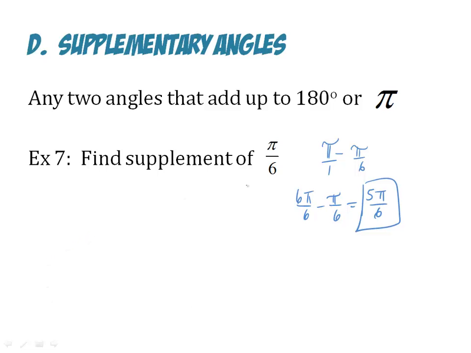Alright, so keep in mind, if they give you something that's greater than pi, then you know there's no supplement. Okay, it's already greater than pi. Similarly to what we did in complementary angles a while ago.